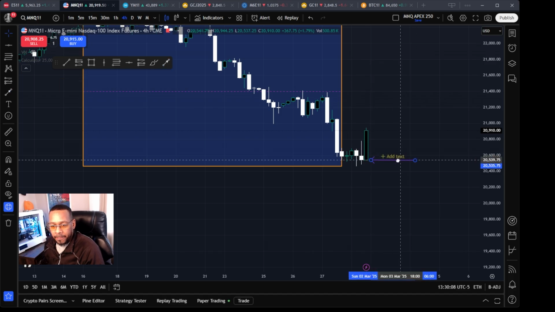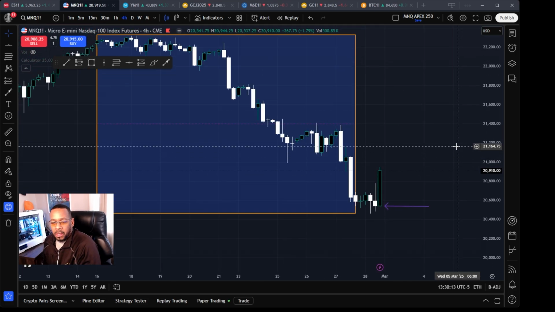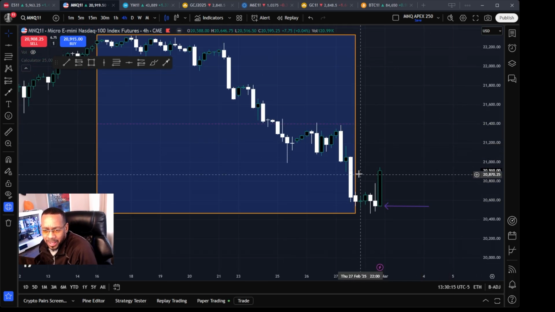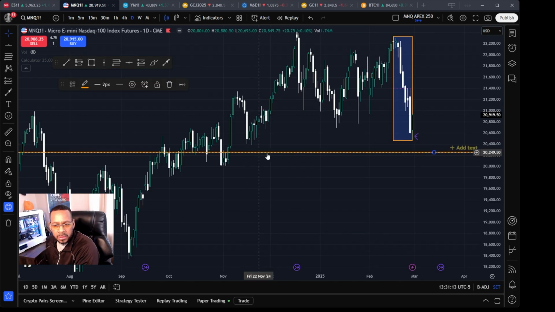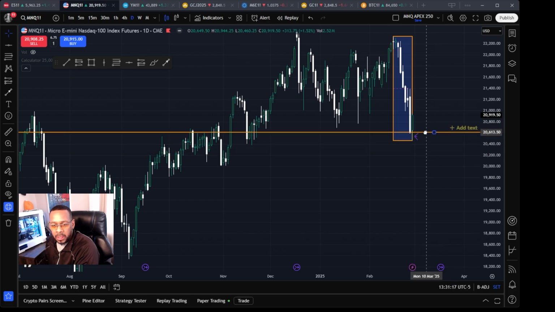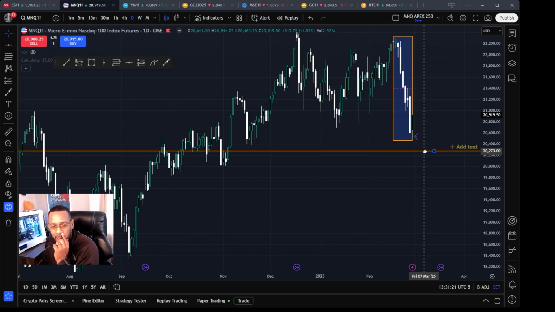So again, we've got an equal low here. That looks like an equal low there. So while things are kind of up in the air, we have support here, as you can see. This will be the next one.